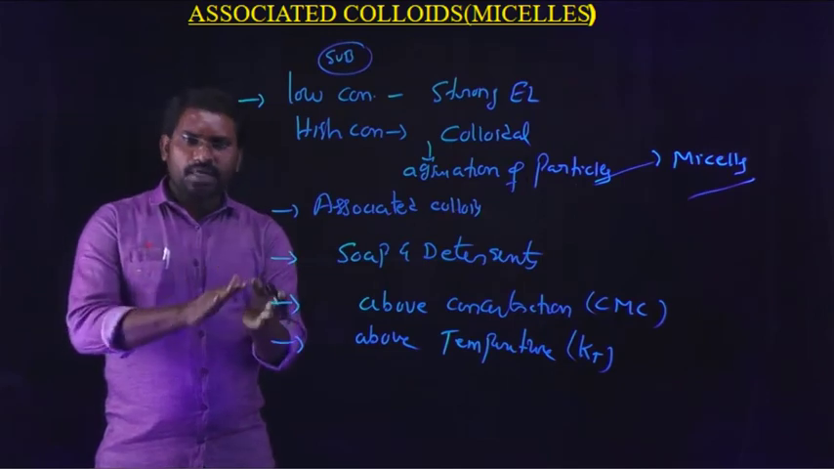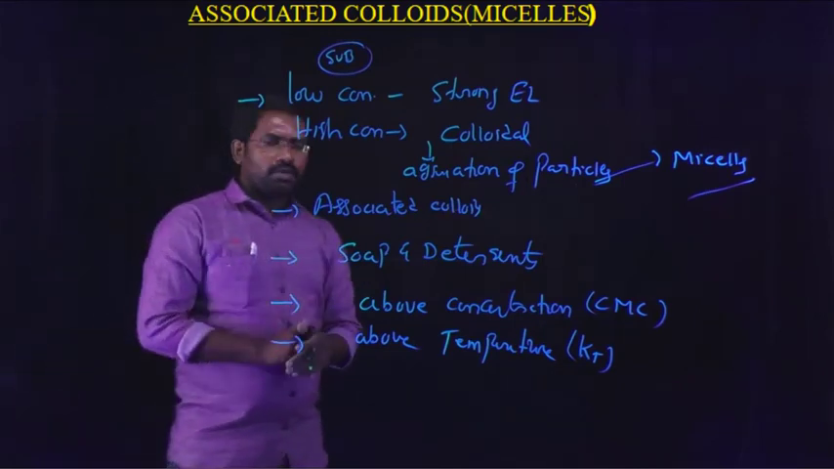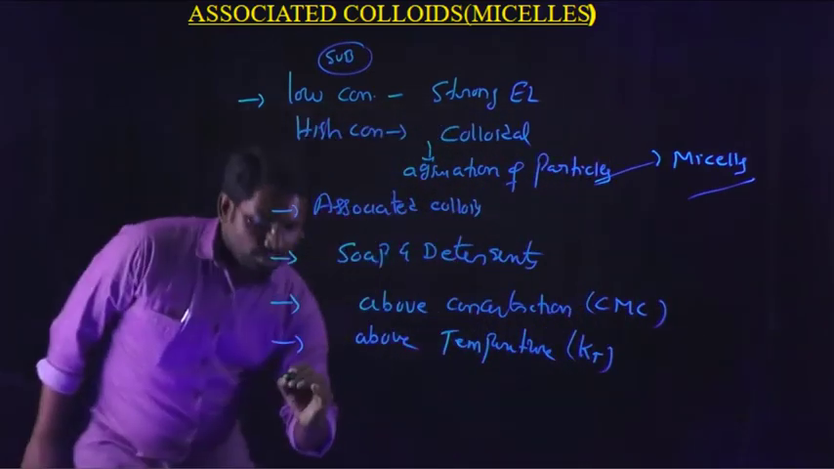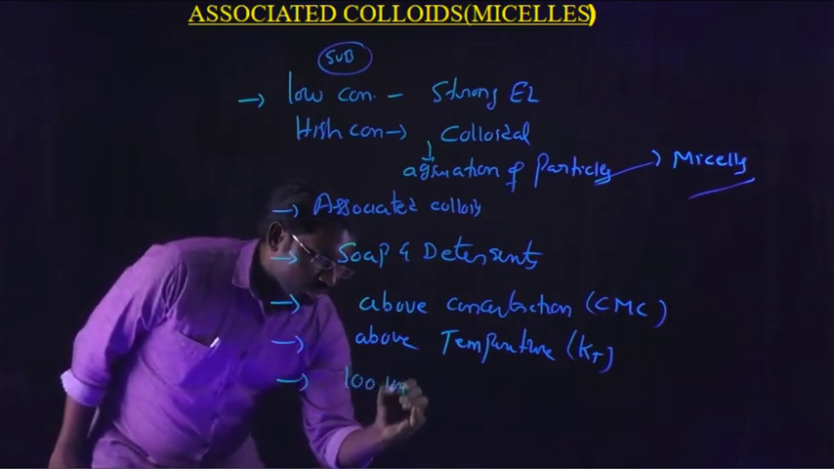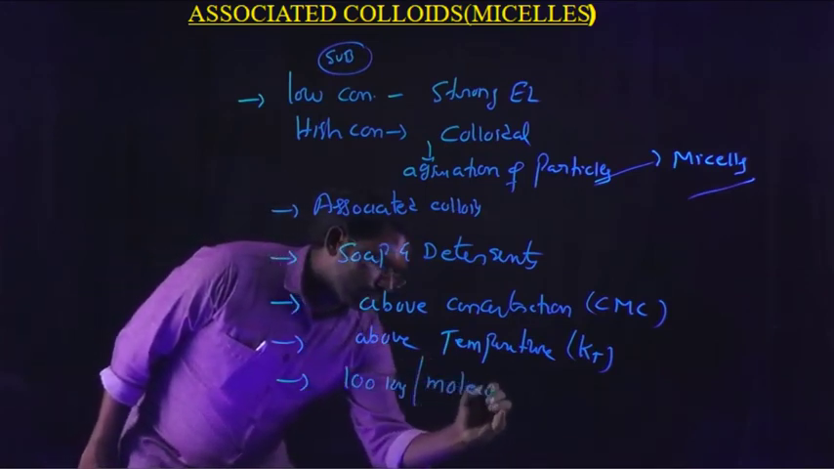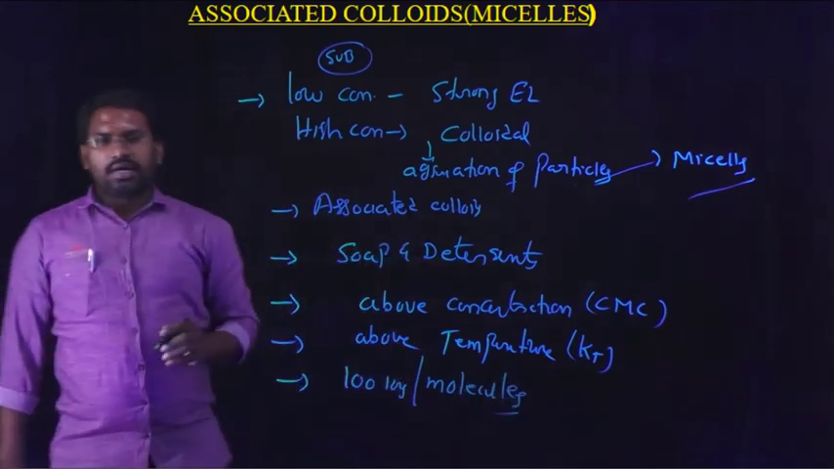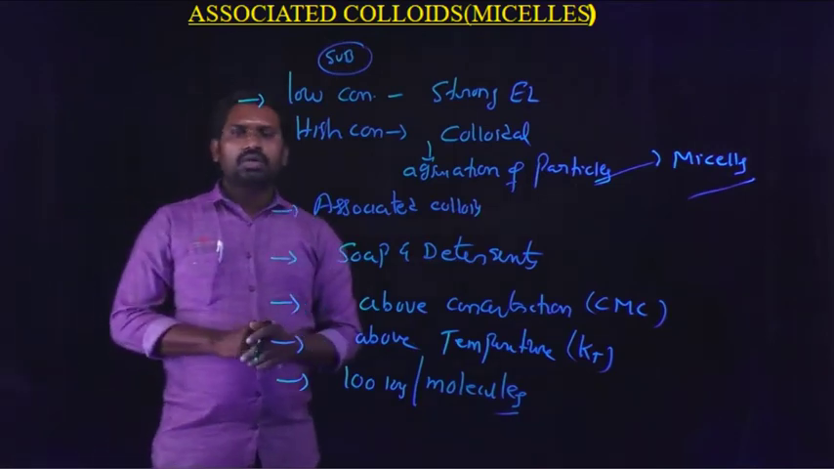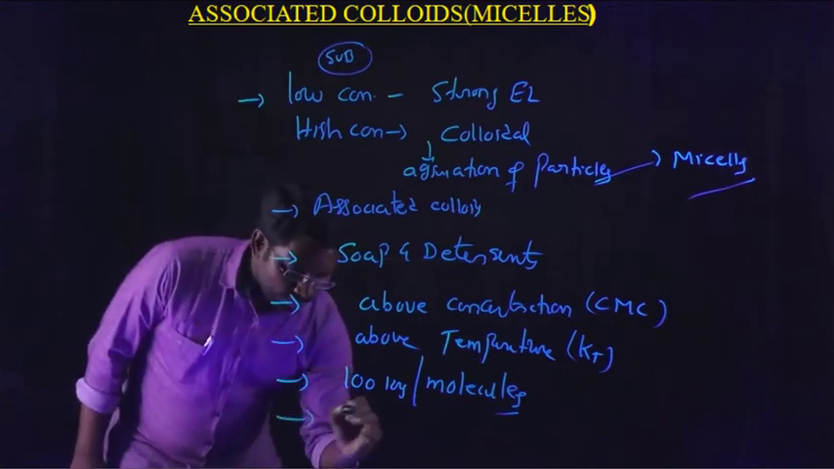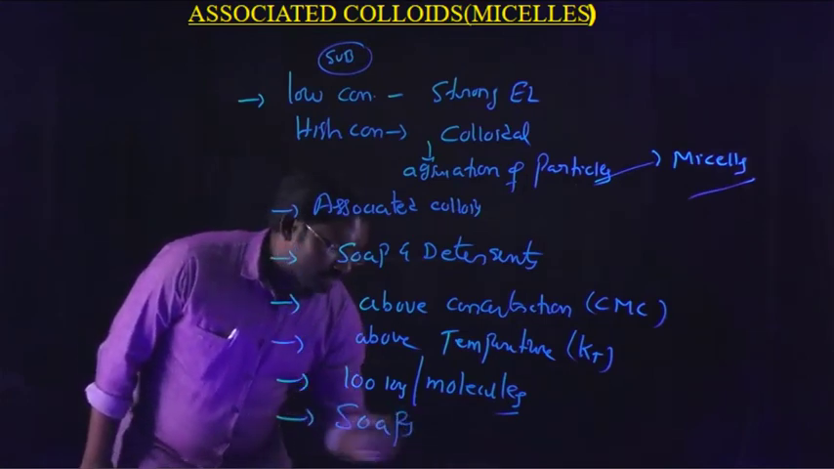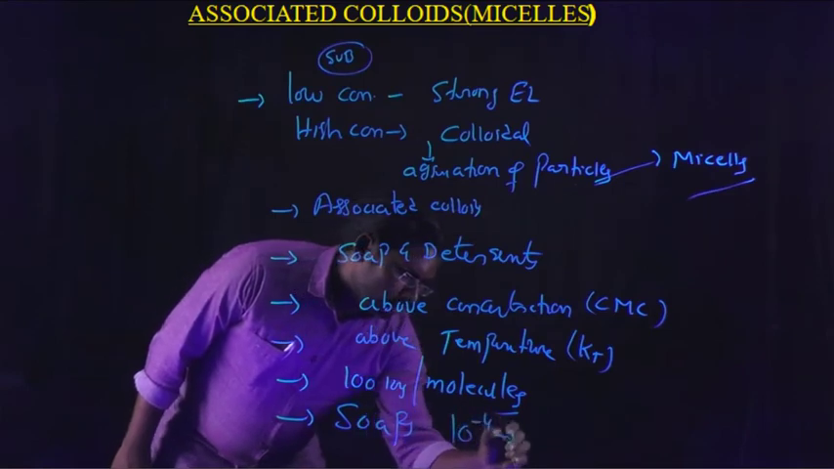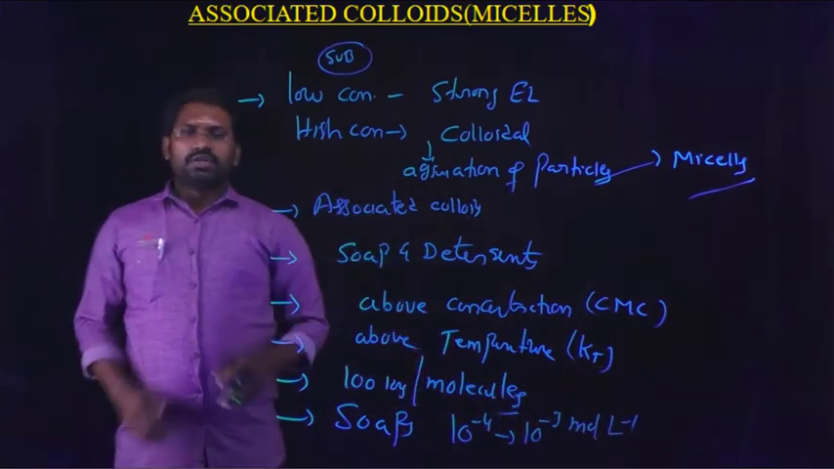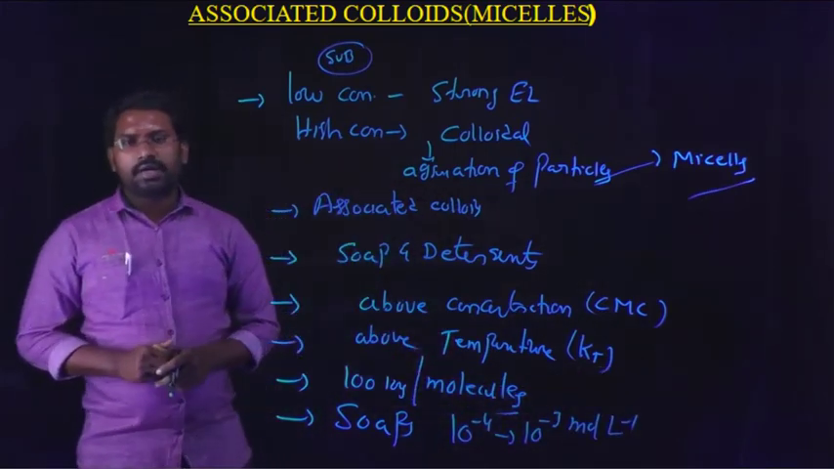If the concentration is below the critical micelle concentration, or the temperature is below the Kraft temperature, the formation of micelles does not take place. Every micelle consists of 100 ions or molecules. Every micelle has its own critical micelle concentration. In the case of soaps, the CMC value is 10 to the power minus 4 to 10 to the power minus 3 mol per litre. So these are the definitions explaining associated colloids and micelles.